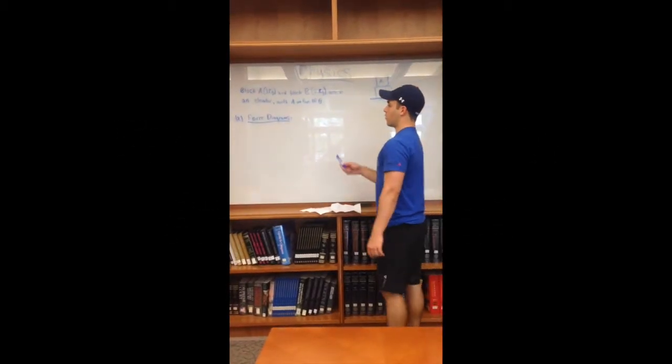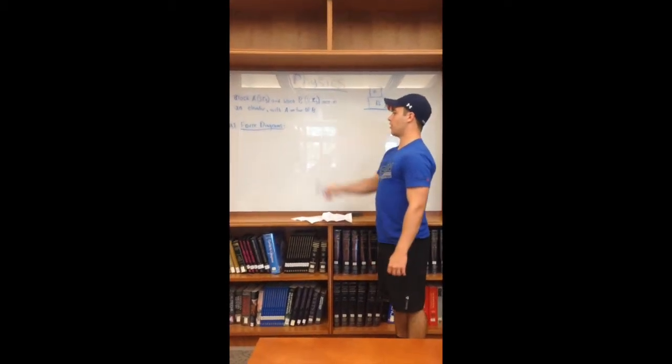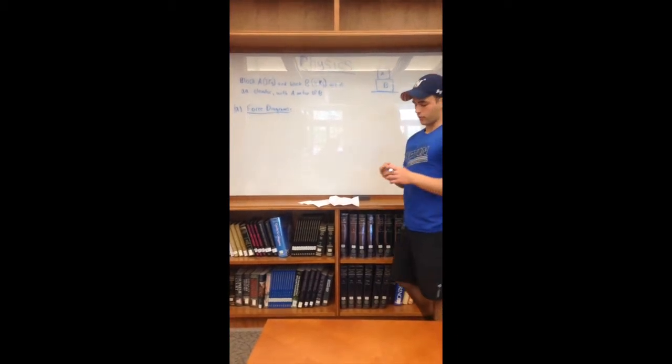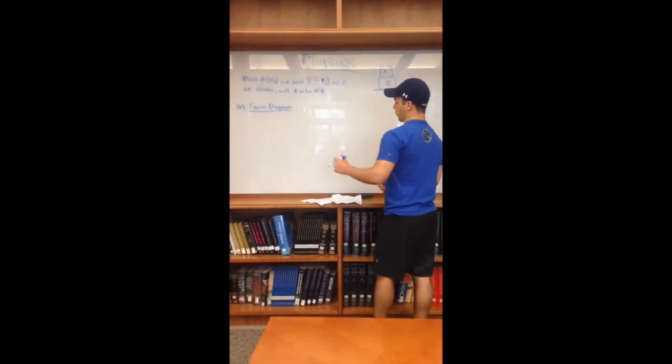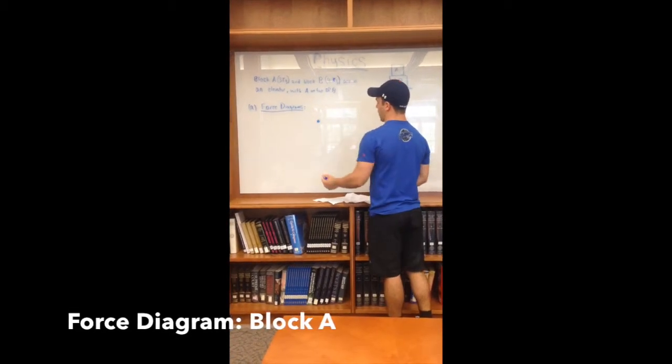So we have block A, which weighs 3 kgs, and block B, which weighs 4 kgs. They're in an elevator with A on top of B. So for the force diagrams, we'll first show the forces on block A. So this dot that I'm drawing represents block A.